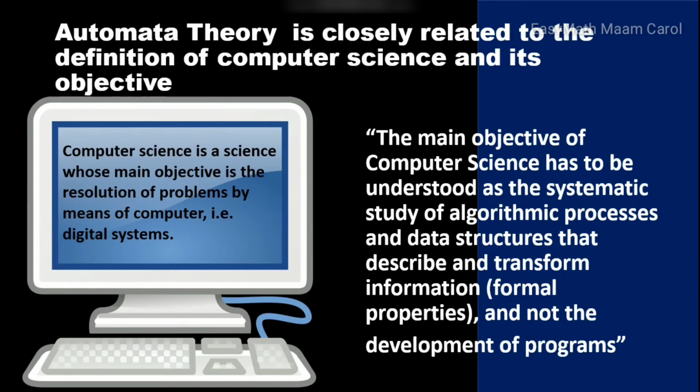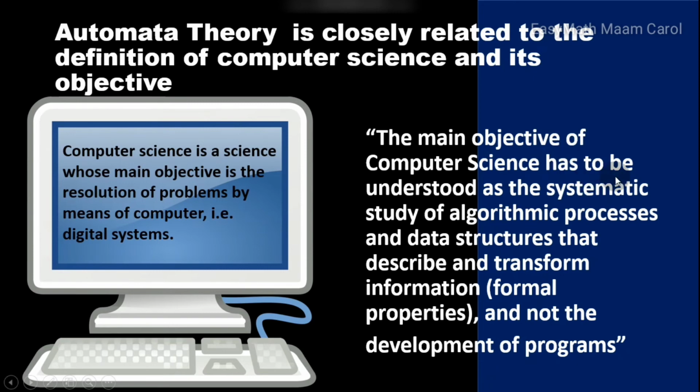Now, automata theory is closely related to the definition of computer science and its objectives. So, sabi nga dito, computer science is a science whose main objective is the resolution of problems by means of computers. That is digital systems. 'Di ba? Talaga naman you are given a particular problem and hindi lang porke may problem ka, yun na yun. You have to analyze it and you have to resolve the problem using computer and digital systems, diba?